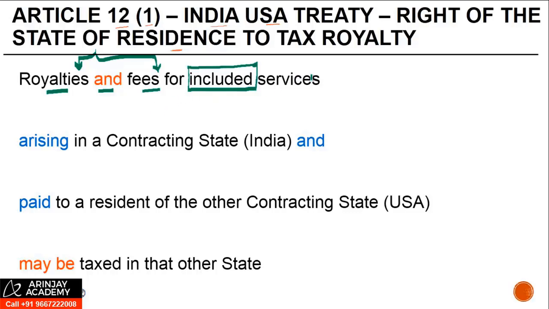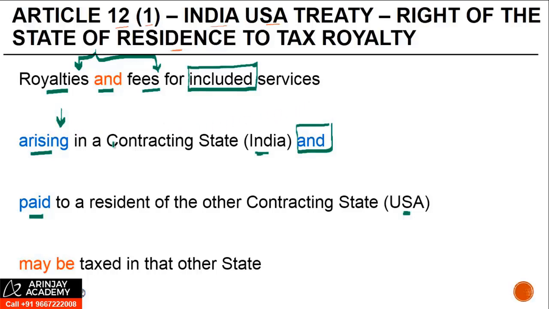So the first condition is there has to be a royalty or fee for included services arising in a contracting state, okay, and paid to a resident of the other contracting state. Now, the words India and USA are not there in the treaty. We've just added this particular thing, right? So royalty and fee for included services arising in India. What is the meaning of arising? That also is given within the treaty itself, and will be a subject matter of our discussion.